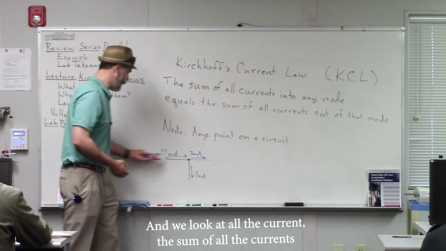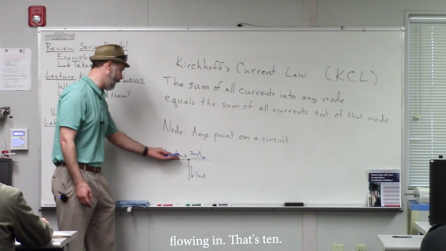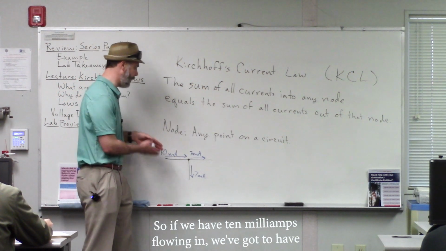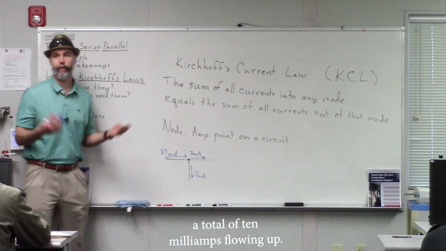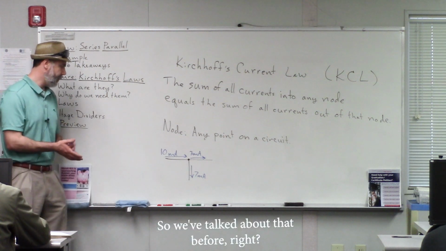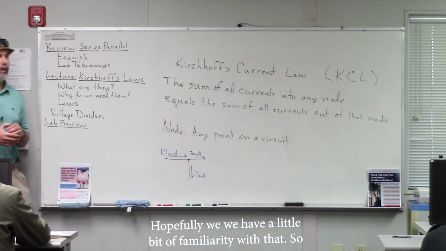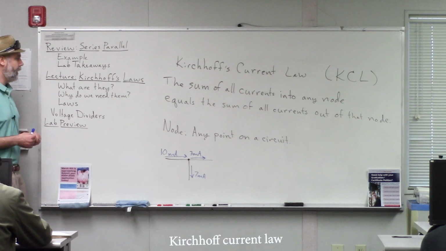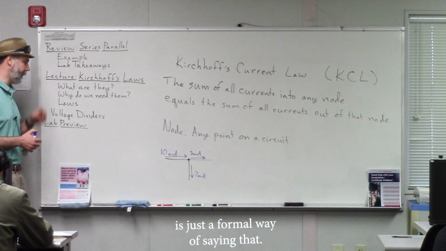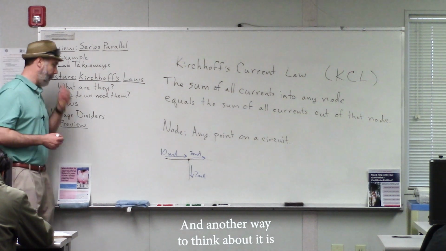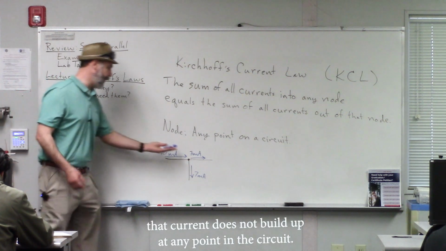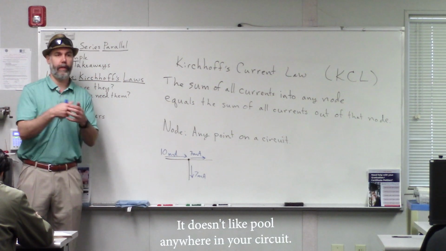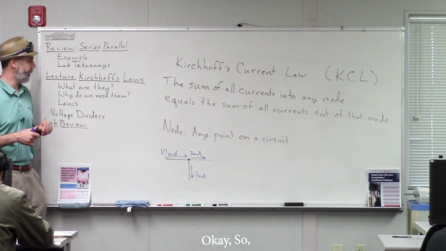And we look at the sum of all the currents flowing in, that's 10. It has to be the same as the sum of the currents flowing out. So if we have 10 milliamps flowing in, we got to have a total of 10 milliamps flowing out. Okay? So we've talked about that before, right? We've all seen that. Hopefully we have a little bit of familiarity with that. So Kirchhoff's current law is just a formal way of saying that. Another way to think about it is that current does not build up at any point in the circuit. So if current flows into a point, it flows right on out. It doesn't pool anywhere in your circuit, okay?